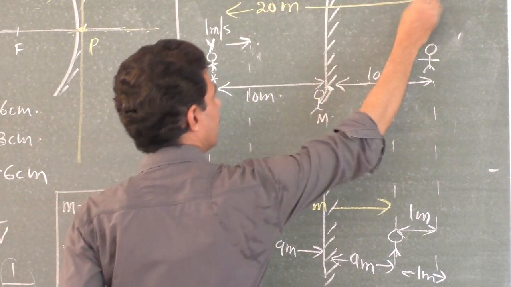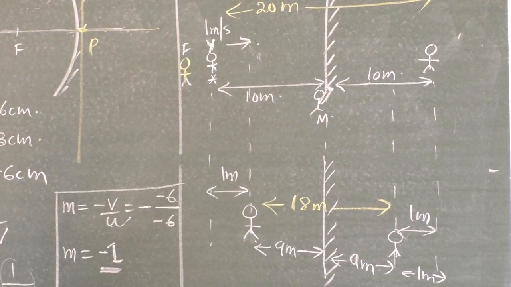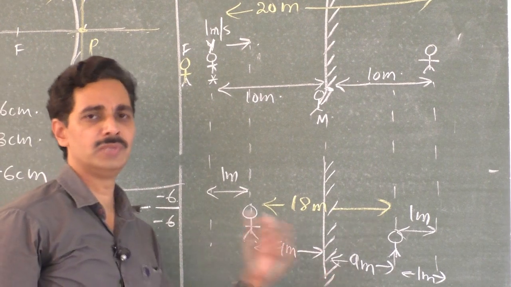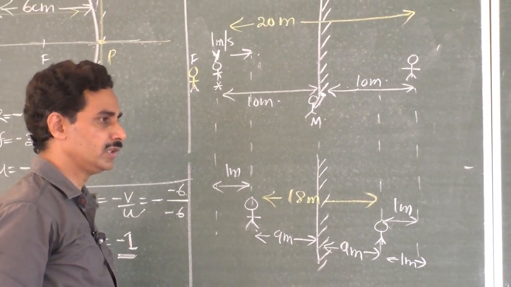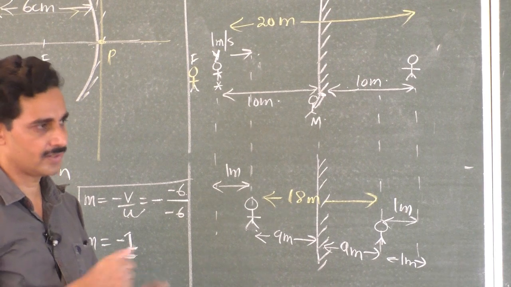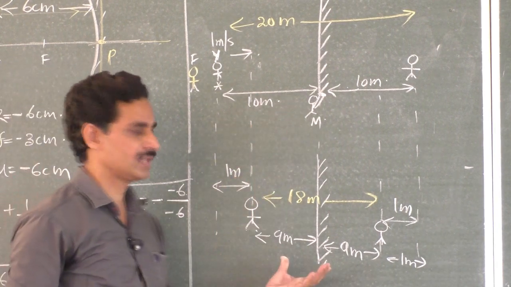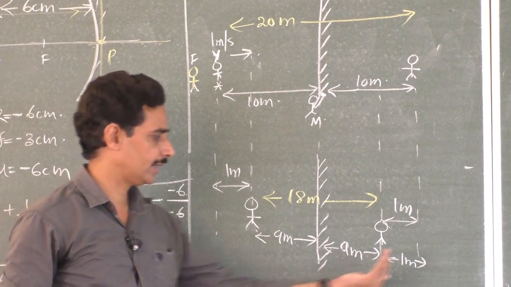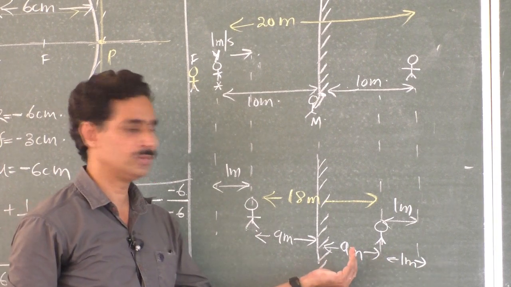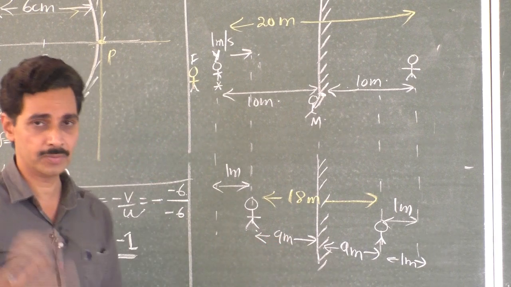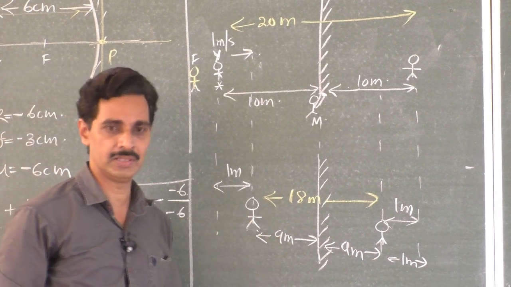If I look at my image, the distance has decreased by 2 meters. So if you look into your image and run towards the mirror, then you will find that in 1 second, all these things happen: the image has moved by 2 meters with respect to you. It is not by 1 meter, because you have also moved by 1 meter.